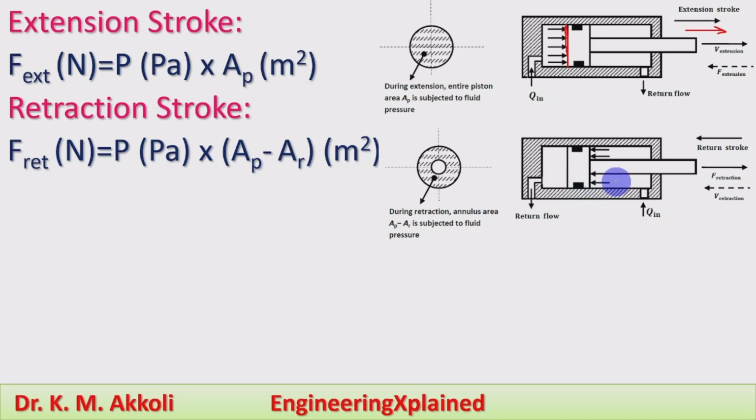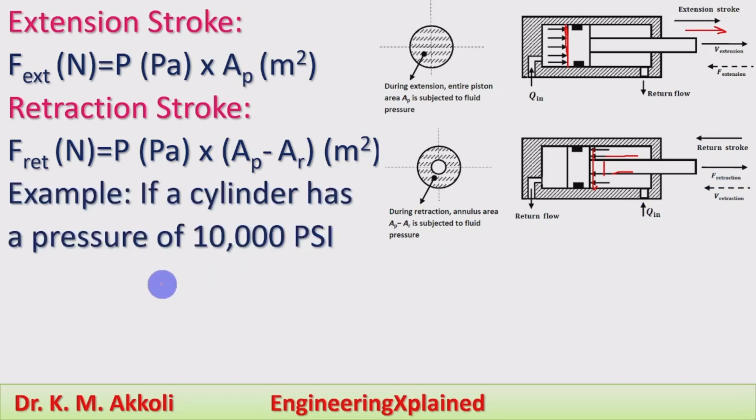During the retraction stroke, the cylinder rod will be there, and on this rod there is no pressure acting. On the annulus formed by the cylinder and the cylinder rod, only the fluid pressure is acting. Therefore, the whole piston area subtracted with the rod area we have to take. AP is the piston area, AR is the rod area. During the retraction stroke, annulus area AP minus AR is subjected to fluid pressure. That is how F retraction we can determine.